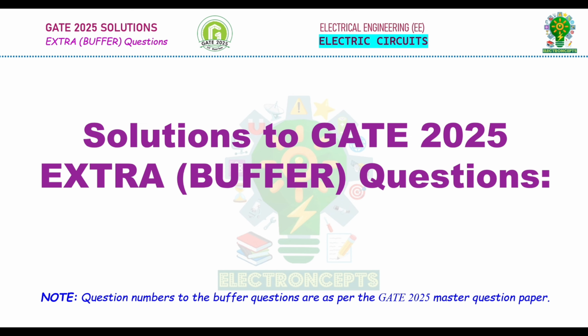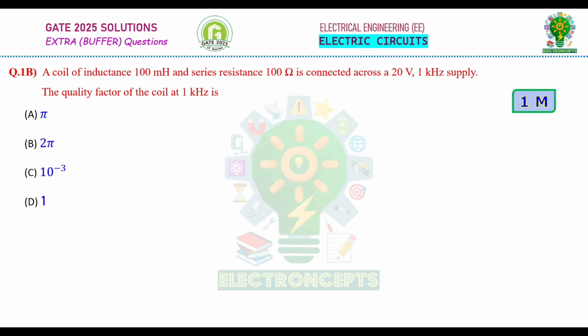Regular questions have been completed. Now, let us solve the GATE extra buffer questions given in the GATE 2025 master question paper. Question 1b, this is a GATE 1 mark question. A coil of inductance 100 millihenry and series resistance 100 ohm is connected across a 20 volt 1 kHz supply. The quality factor of the coil at 1 kHz is... We know that quality factor is equal to omega L by R, which is a standard formula.